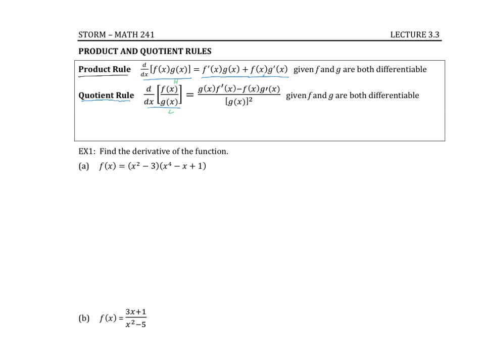Then the derivative is the lower function times the derivative of the higher function minus the higher function times the derivative of the lower function, divided by the lower function squared. So it's actually very musical. It's low d high minus high d low over the lower squared.